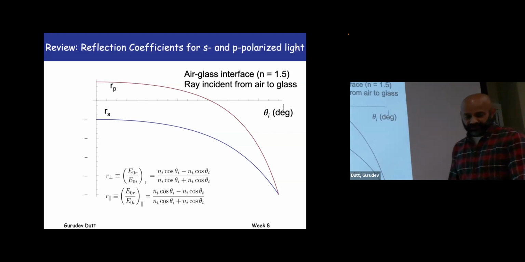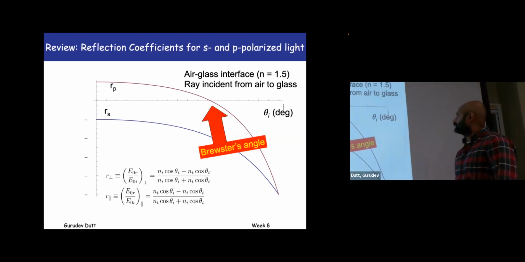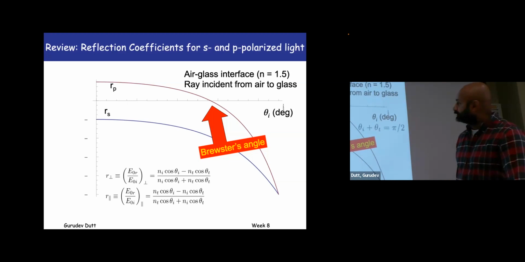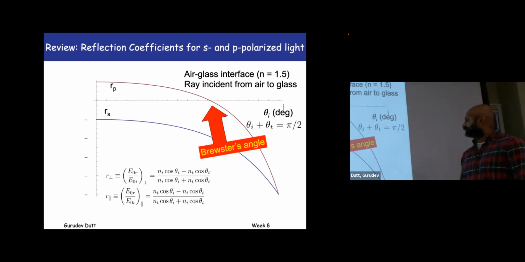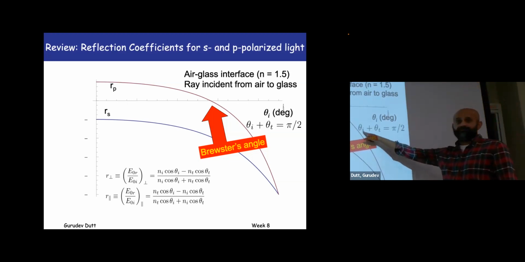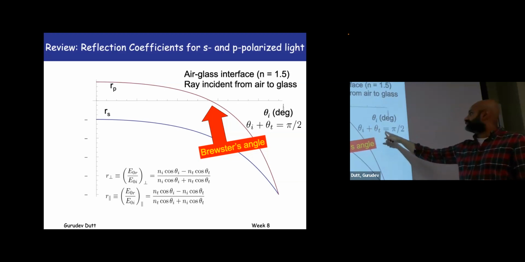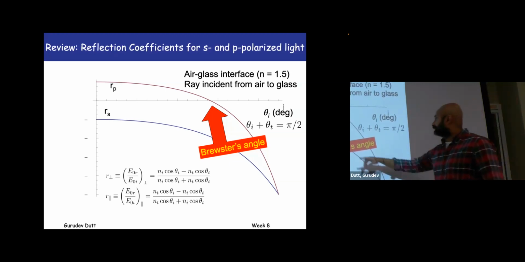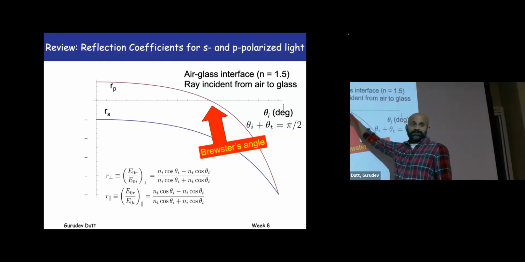And I think in the last class, I pointed out to you that there is an interesting angle here, which is called Brewster's angle. And Brewster's angle, it turns out, occurs when the angle of incidence and the angle of transmission make a 90-degree angle with respect to each other. Okay, and when that happens, the parallel reflection coefficient RP goes to 0.